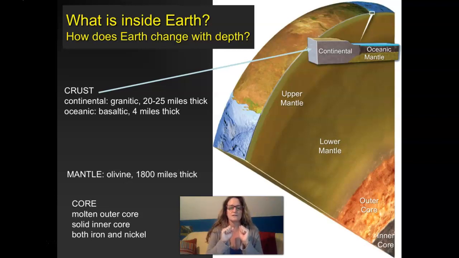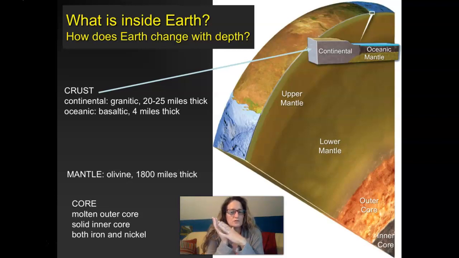It's liquid because it's so hot. So the inner core is solid because of the high pressure. The outer core is liquid because of the heat that balances out. And it's still iron and nickel, the outer core.